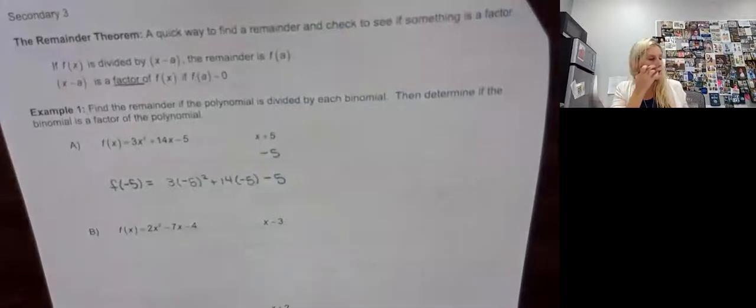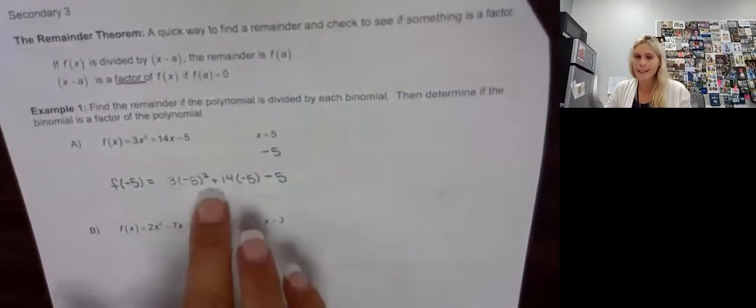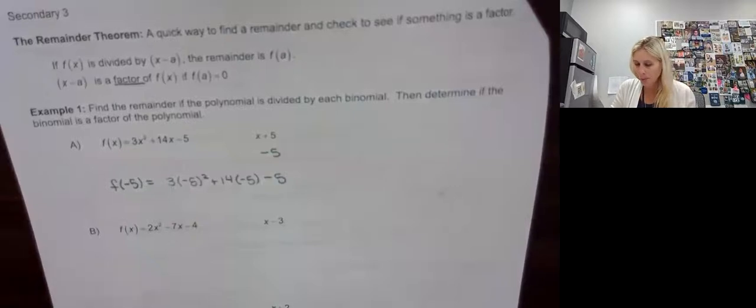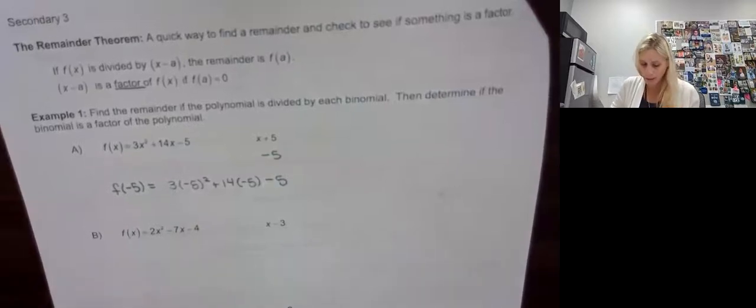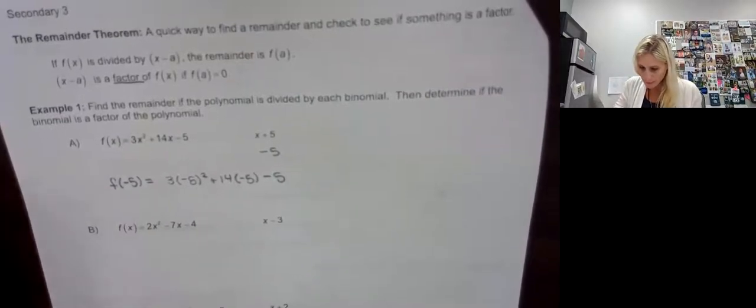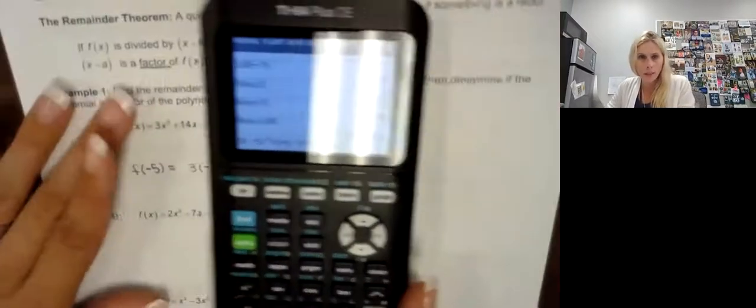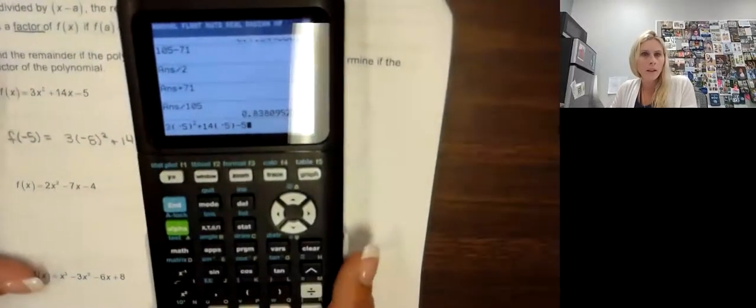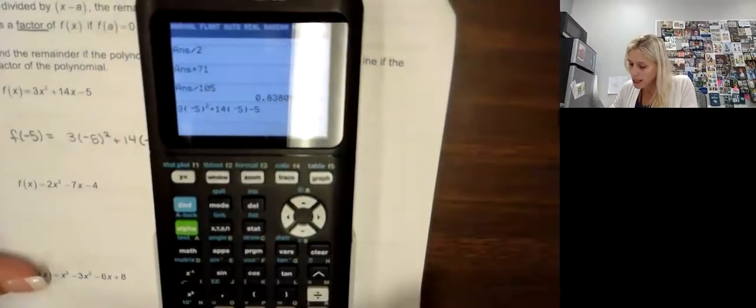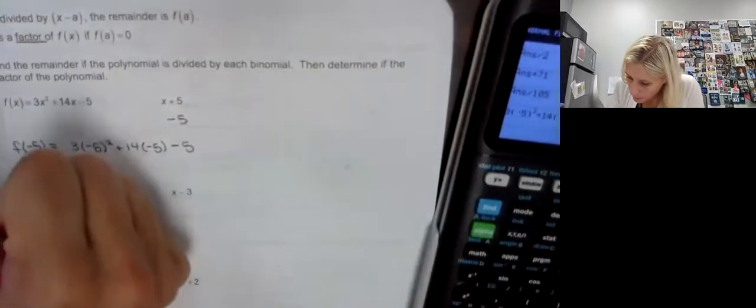If you guys are using your calculator to do this, which is totally fine, I want you to write this out so you know exactly how you're plugging it in, and so I know you're plugging it into the calculator correctly. So -5 squared plus 14 times -5 minus 5. Okay, plug in that same thing. Okay, equals, and that is 0.